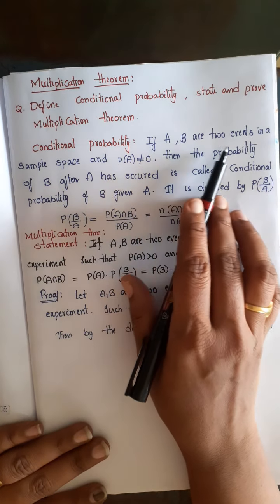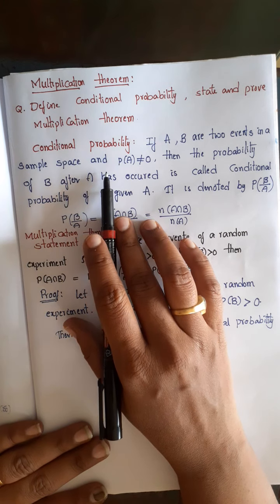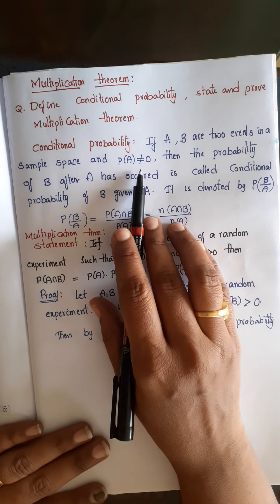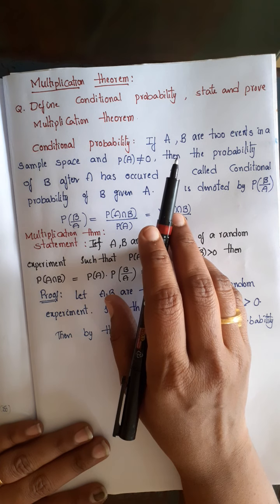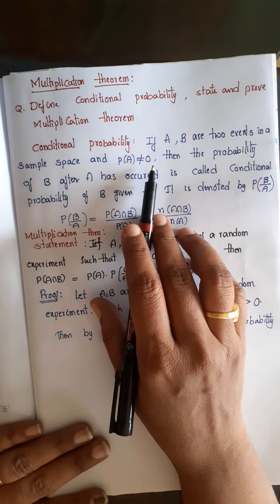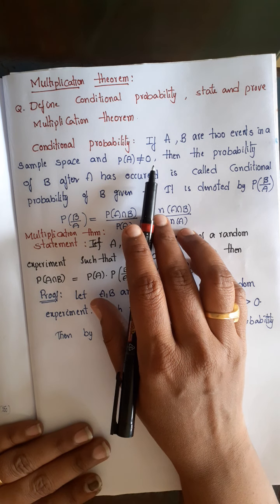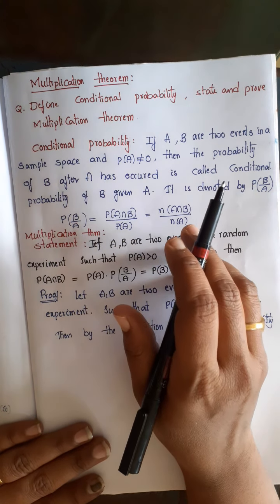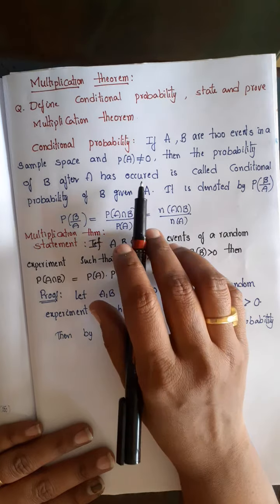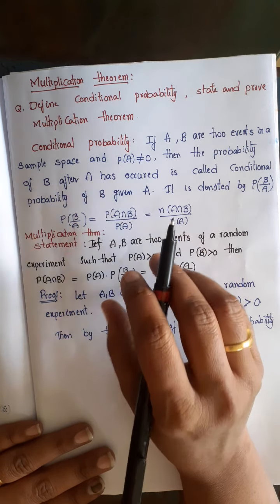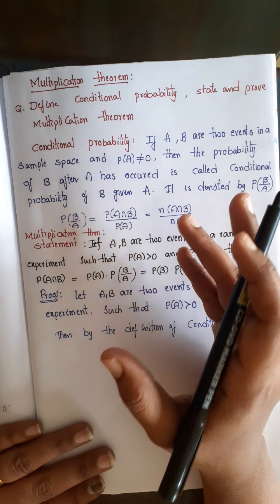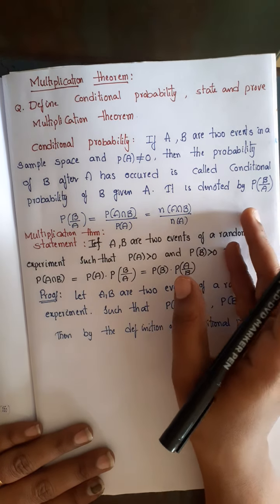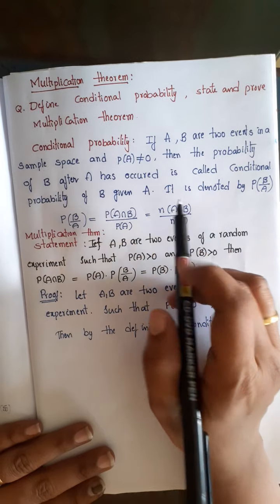If A and B are two events in a sample space and P of A is not equal to 0. If it is equal to 0, that is an impossible event. For example, if you are studying first class, you cannot write the intermediate exam, so that is impossible. And animals can't fly, right? Such events, like a dog flying, are called impossible events. Such an event's probability is 0.